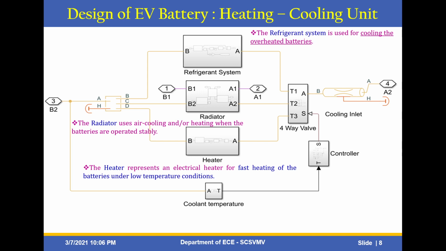The heater represents an electrical heater for fast heating of the batteries under low temperature conditions. Similarly, the radiator uses air cooling or heating when the batteries are operated stably, and the refrigerant system is used for cooling overheated batteries. Here the cooling inlet and controller are also available. The coolant temperature is also set by the user. The heating and cooling unit has 3 branches to switch operating modes to cool and heat the battery.